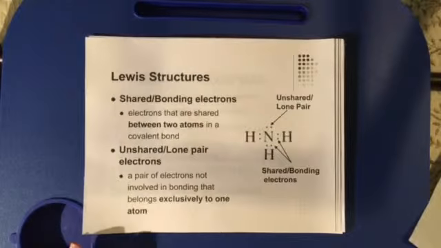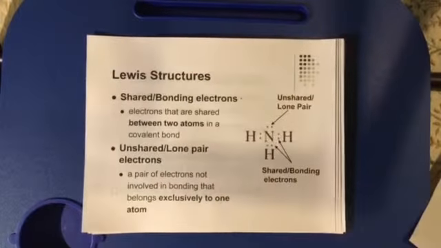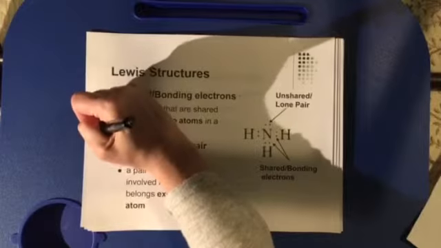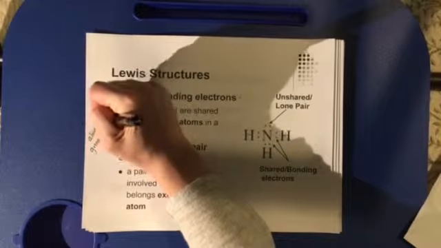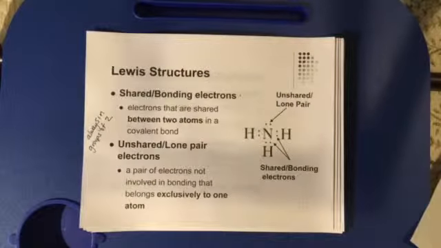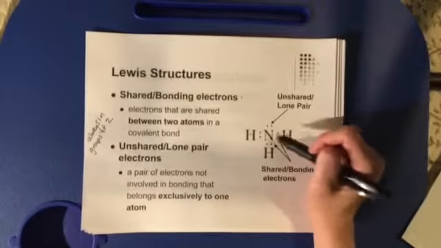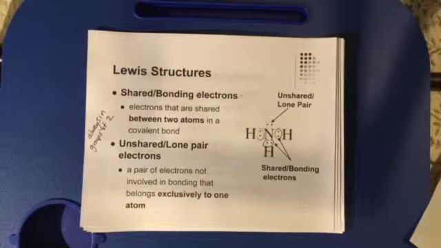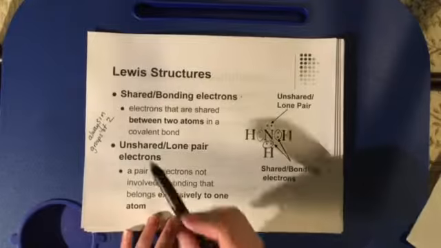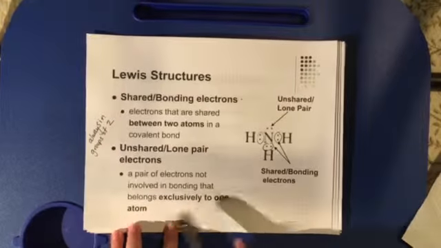And so Lewis structures, the way these work is that we've got these shared or bonding electrons. These electrons will always be in groups of 2. There are cases where there's 1, but those are called free radicals. They're very reactive because they really want to be in groups of 2. So we've got the shared or the bonding electrons that are in between 2 elements or 2 atoms. And then we've got our unshared or lone pair electrons that belong exclusively to 1 atom.